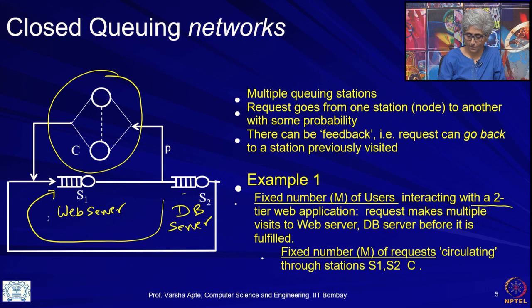Then this may happen a few times, and with some probability p, at some point the web server processing of the request will finish and it will go back in the form of an HTML page to the user. And then the user will think and then issue the next request. So, this cycle will continue, except now you have multiple servers at the server end, which we call either a server station or node.